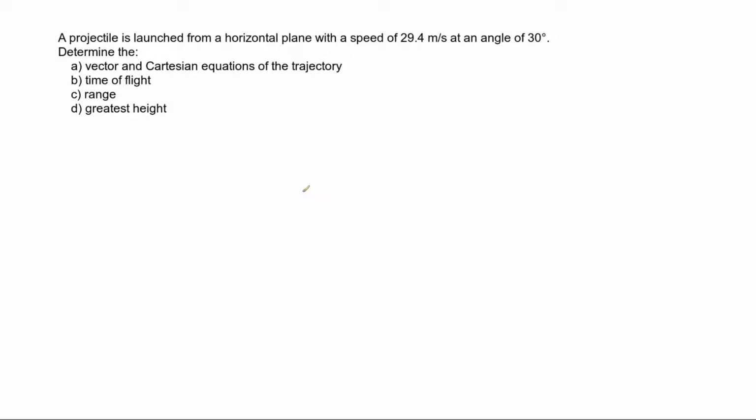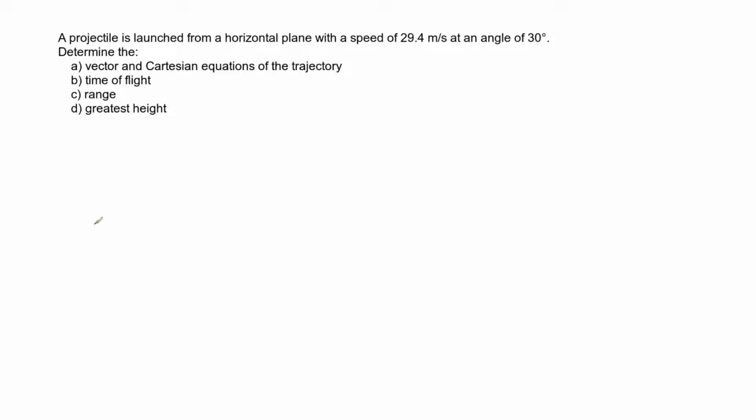Hi, in this video I'm looking at this problem where we've got a projectile being launched from a horizontal plane with a given speed and at a certain angle, and we want to determine the equations for the trajectory both as a Cartesian equation and vector equation, as well as things like the time of flight, range, and greatest height. Now the best way to tackle these sorts of problems is to start off with drawing a diagram, and in that diagram include a reference frame.